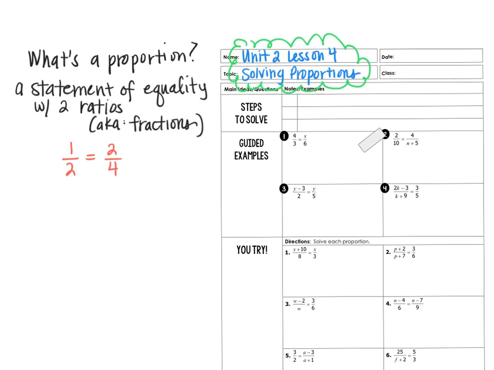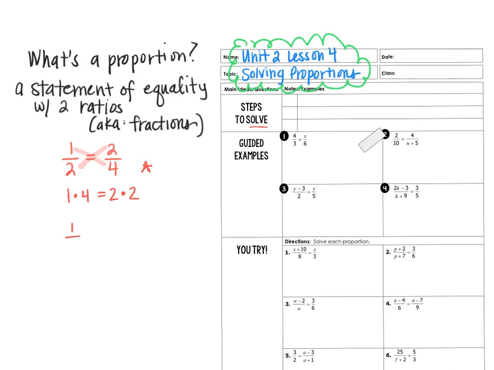And we can check if a statement of equality between two ratios is a proportion by checking what's called their cross products. So in a proportion, the cross products are always equal. We use that fact to solve proportions.